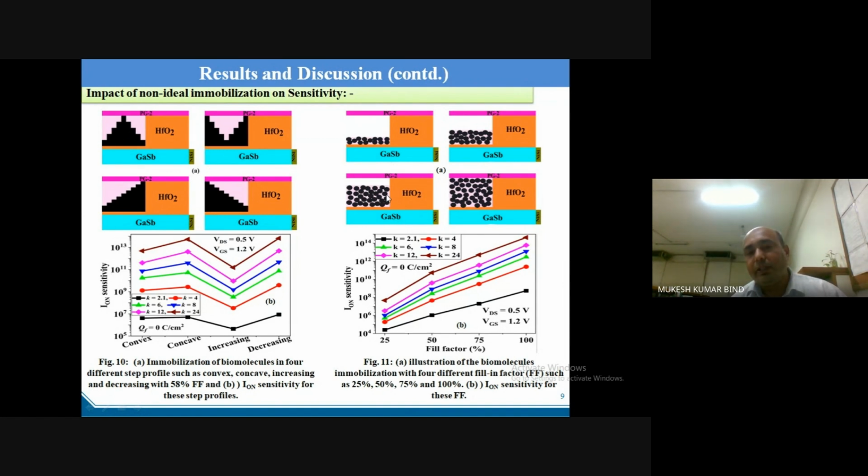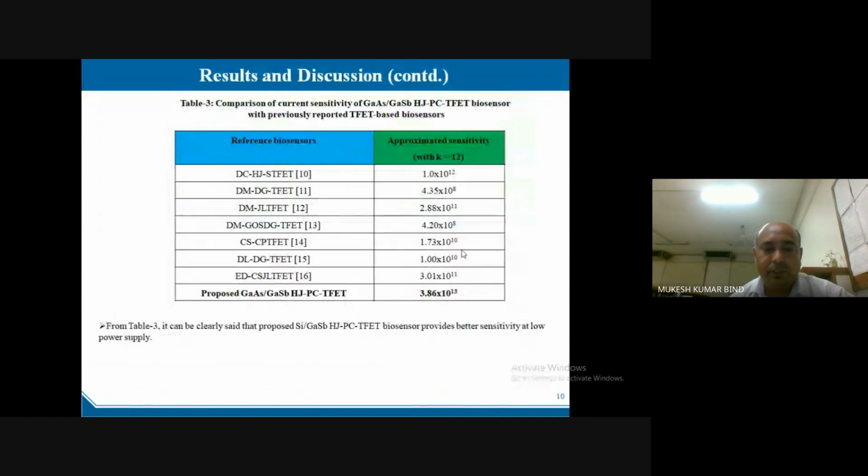Similarly, for the impact of fill factor, here we consider fill factors of 25%, 50%, 75%, and 100%. The sensitivity of the biosensor increases as the fill factor of the biomolecule in the cavity region increases. This is also the comparison of the sensitivity of the proposed biosensor with previously proposed devices. Here you can see the proposed device has high sensitivity compared to previously reported TFET biosensors.